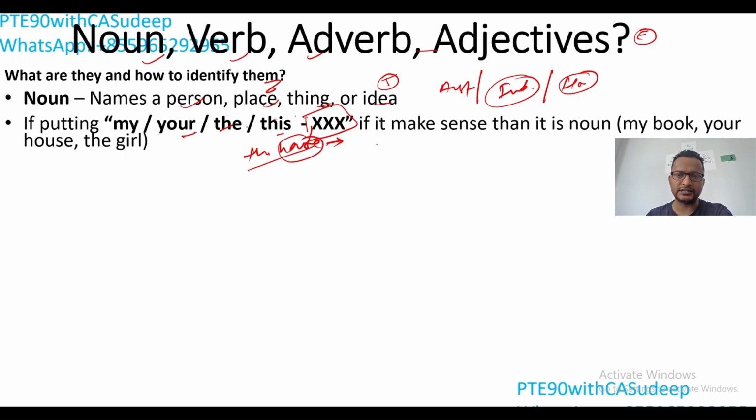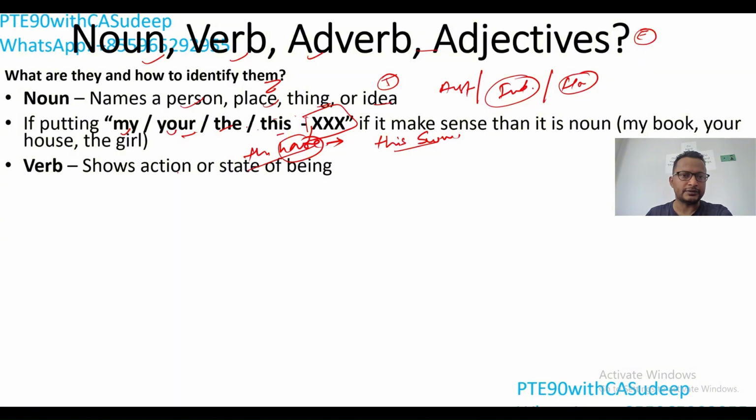For example, let's say this one, swim. In order to identify whether swim is a noun or not, put this swim. Does that make sense? No, right? So for example, the swim or your swim. Does that make sense? No, right? So if any one of my, your, the, or this makes sense, then that is a noun. Okay, so now what is a verb? A verb shows the action or state of being of that particular noun, right?